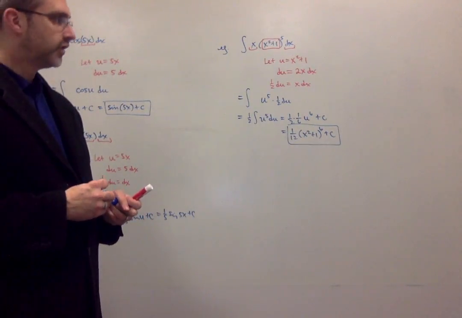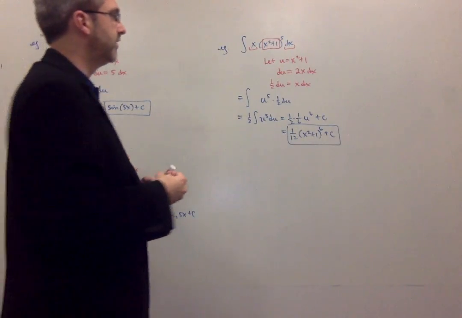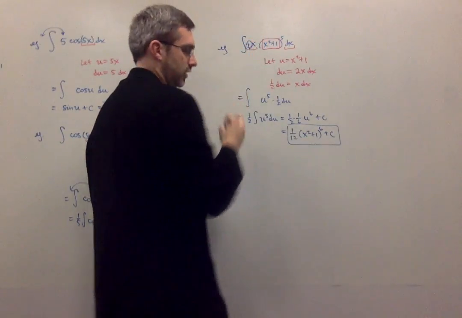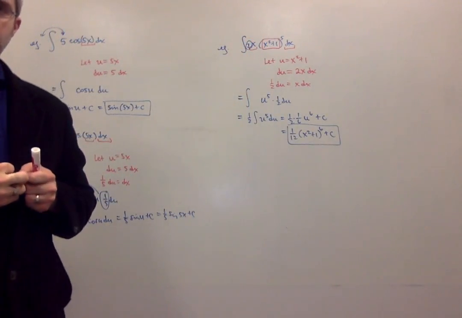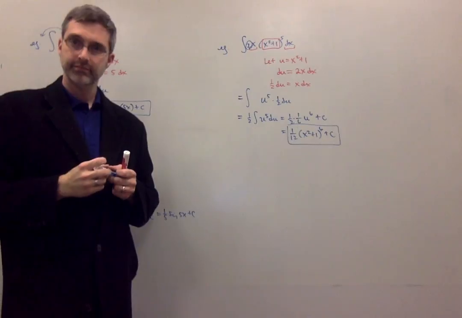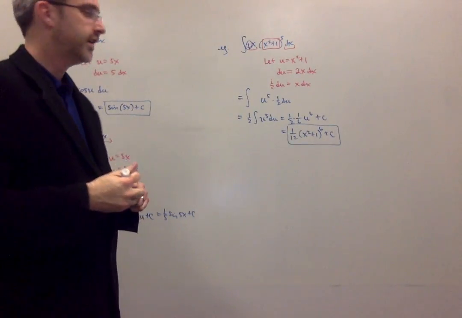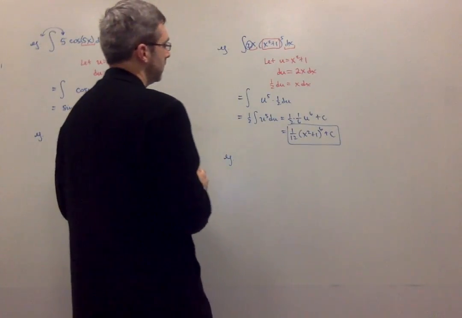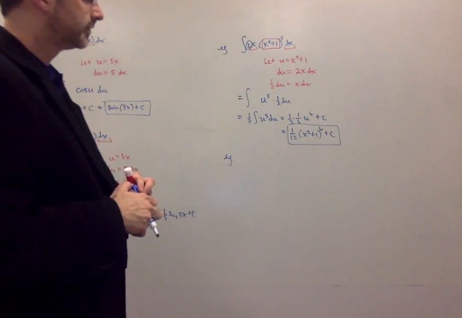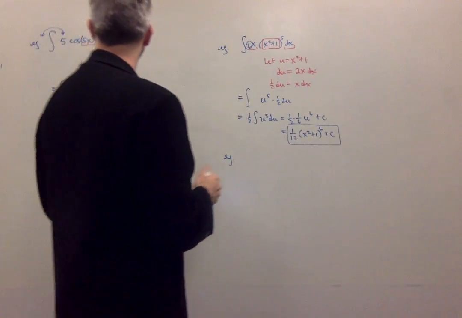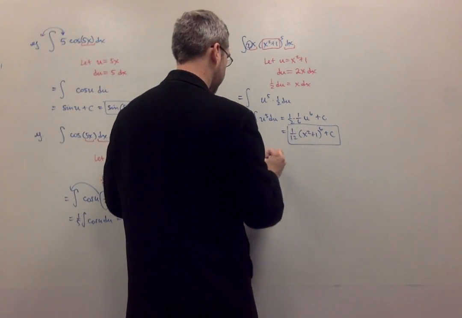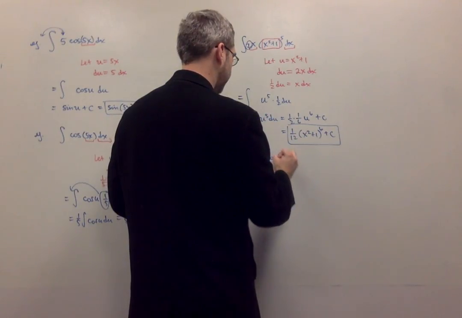So if it doesn't look exactly like the derivative, but it's only off by a number, that's okay. All right, let's try another one here. Let's do the integral of x squared cosine of x cubed dx.